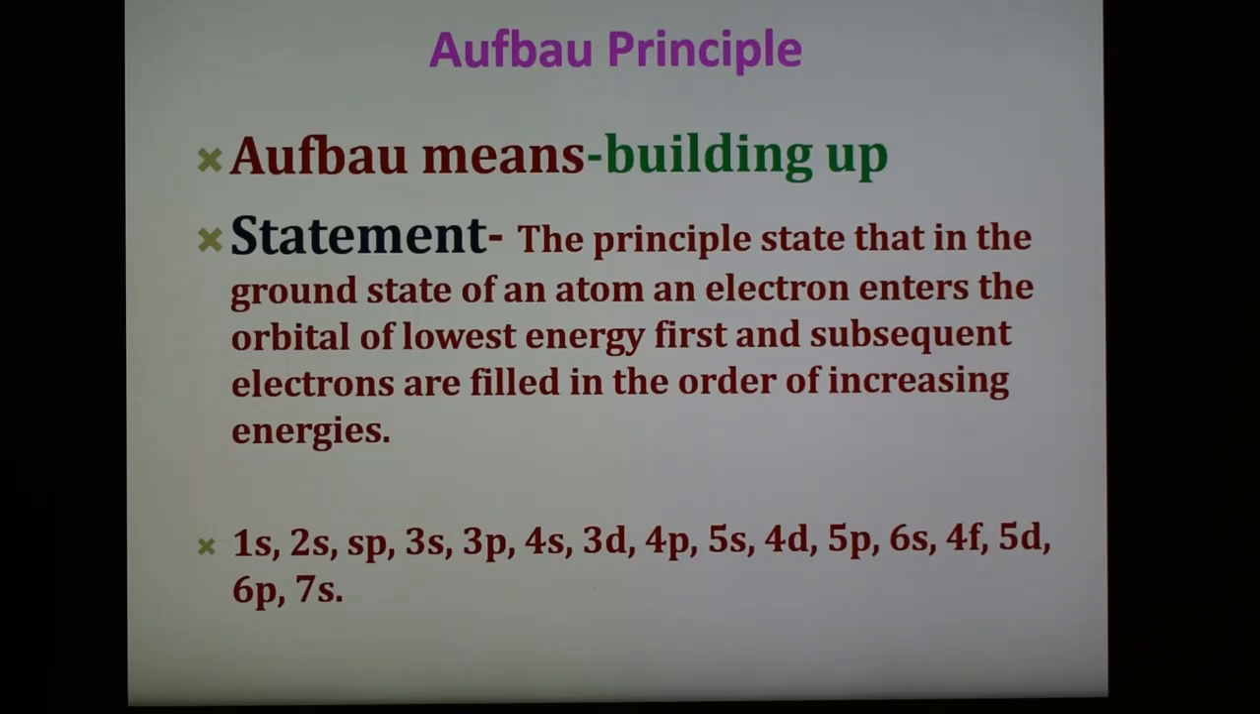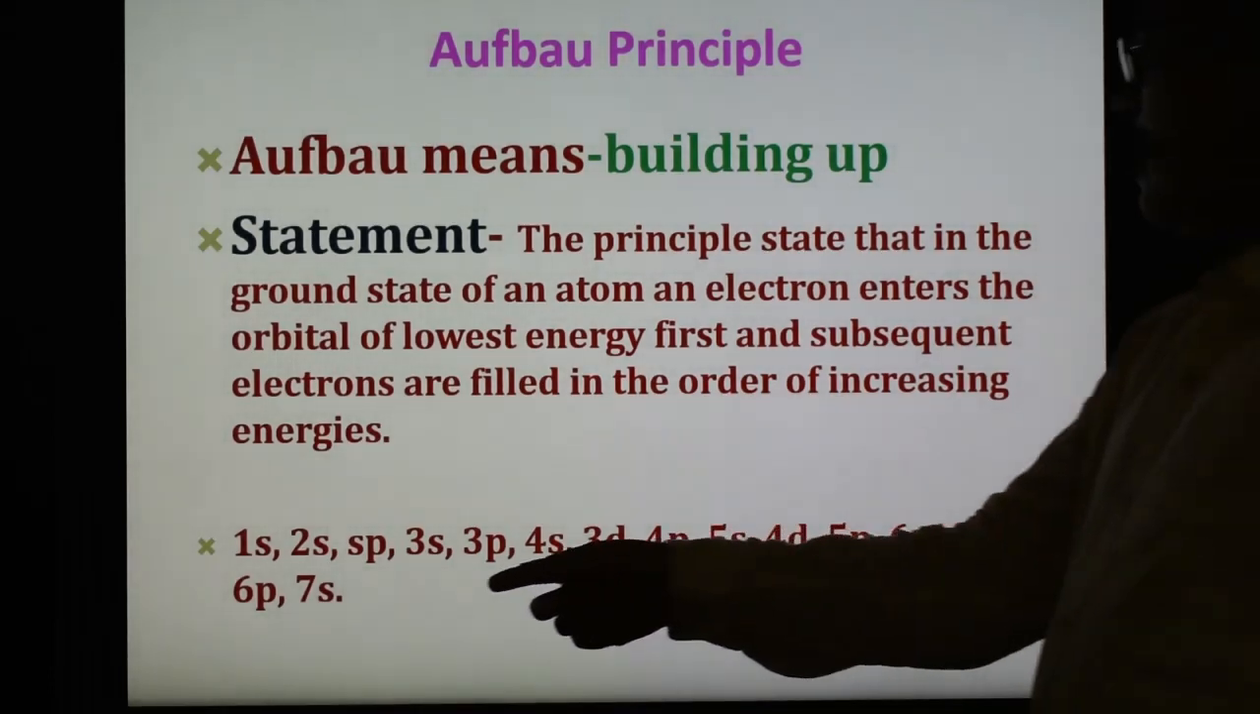What is the statement of this Aufbau principle? It states that in the ground state of an atom, electrons enter the lowest energy orbital first, and then subsequently higher energy orbitals are filled. It means that electrons first go to the orbital which has lower energy, and then subsequently higher energy orbitals are filled.